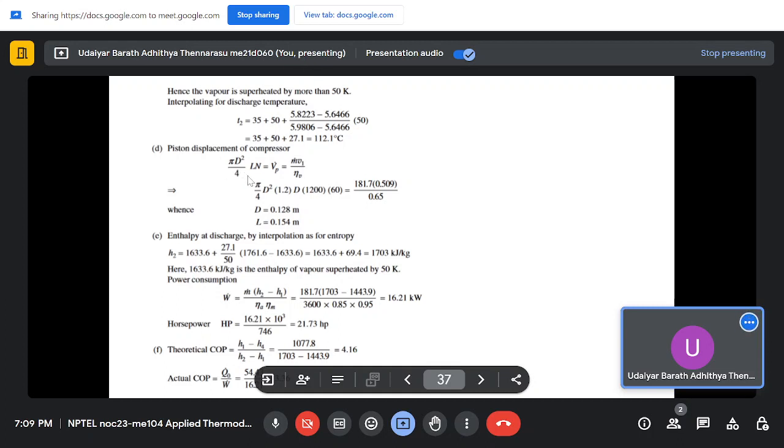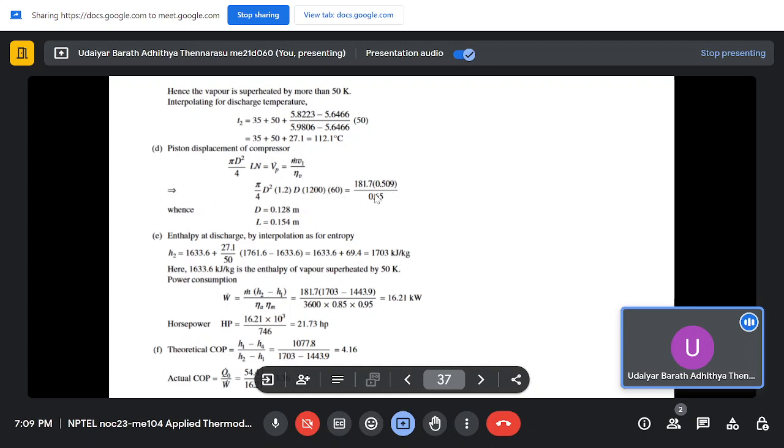So for that, it's nothing but the volume flow rate, which is given by pi by 4 d square into L, which is the volume, into n, the speed of rotation. Using this we can find out the specific volume, swept volume. So substituting the values, this will be equal to the actual volume flow rate, so m dot into specific volume divided by volumetric efficiency. So volumetric efficiency is actual volume flow rate divided by the swept volume.